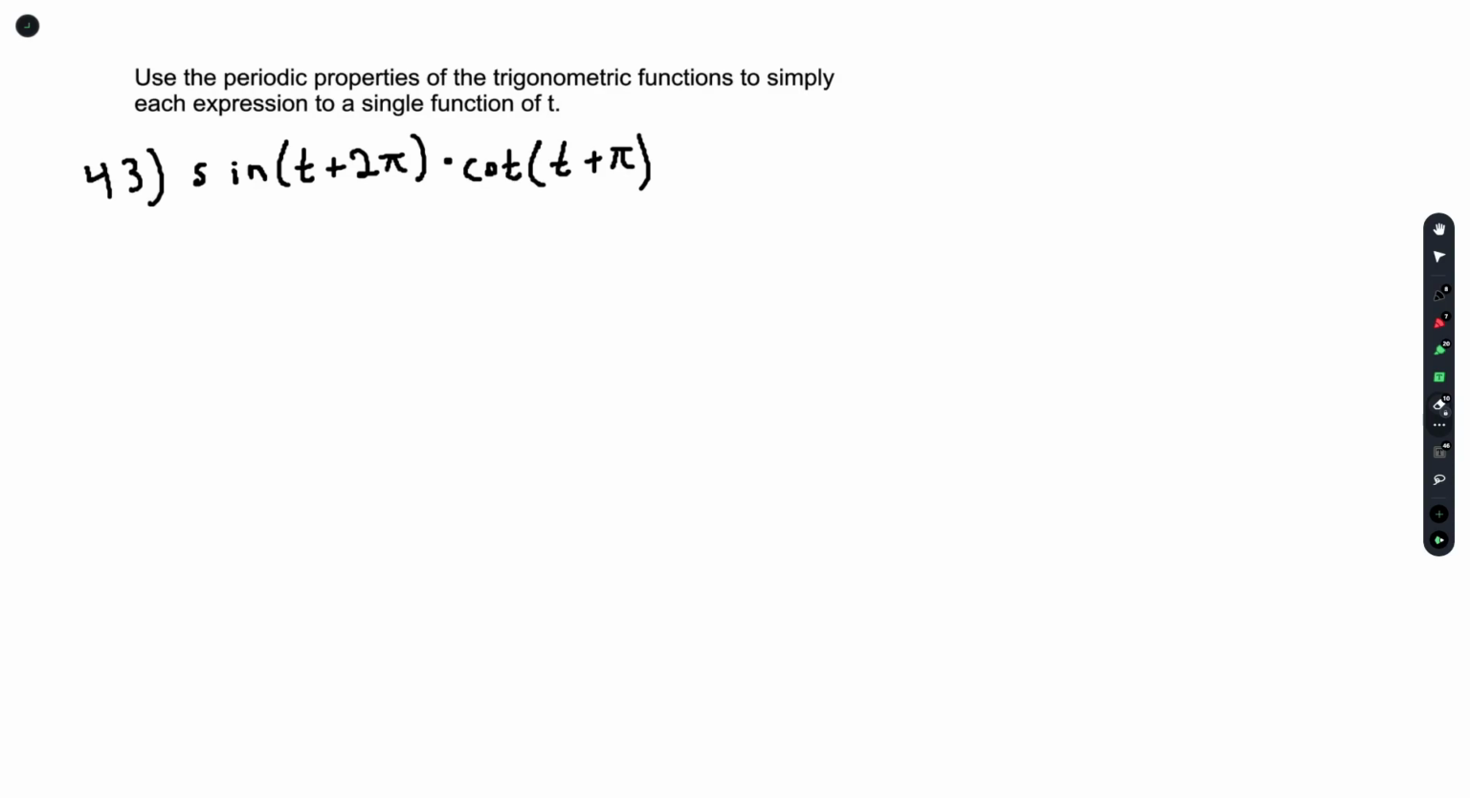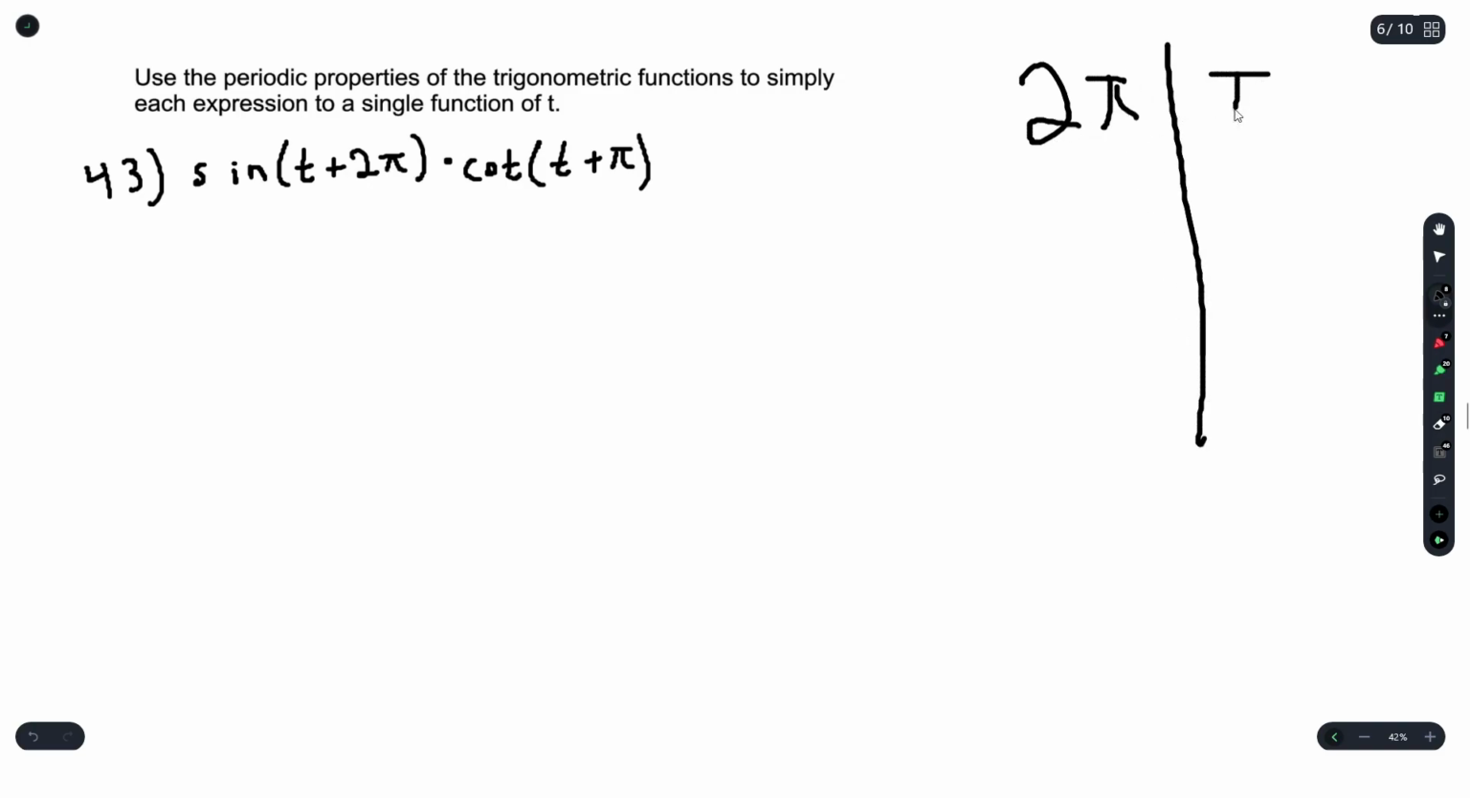On to the next type of question. Use the periodic properties of the trigonometric functions to simplify each expression to a single function of t. Now let's recap what the periodic properties were. We had functions with periods of 2 pi and functions with periods of pi. The functions with period 2 pi are sine, cosine, secant, and cosecant. The functions with period pi are tan and cotan.